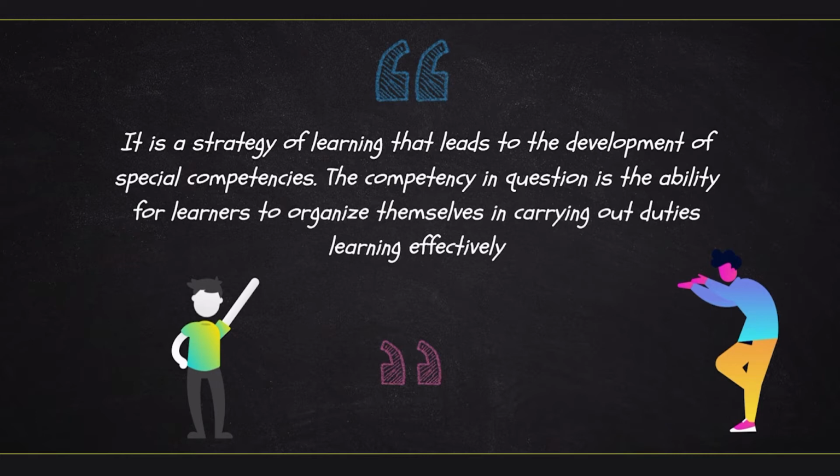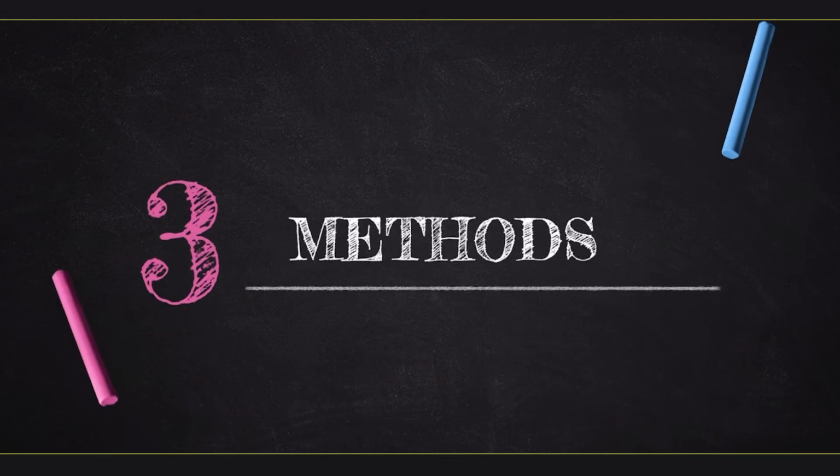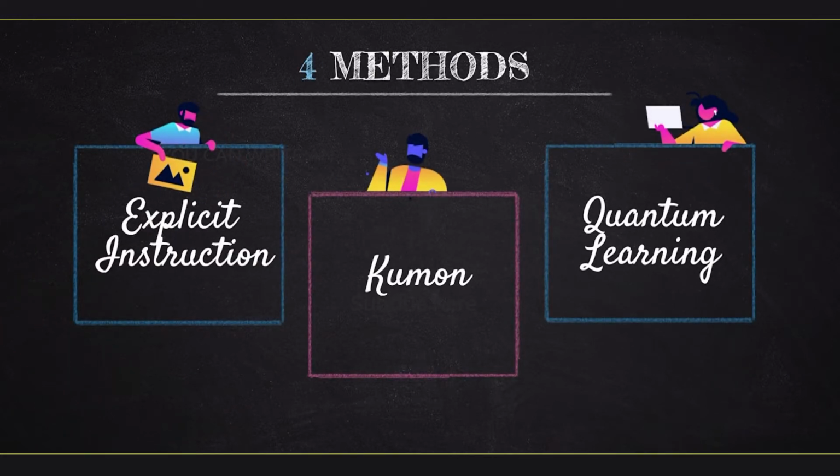So in other words, this organizational approach aims to make students able to manage themselves, such as being able to manage time or being able to manage tasks effectively so that they can organize learning materials and work independently. This approach includes 3 methods. They are explicit instruction, Kumon, and quantum learning, and we'll discuss them one by one after this.